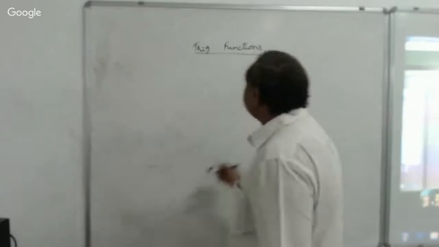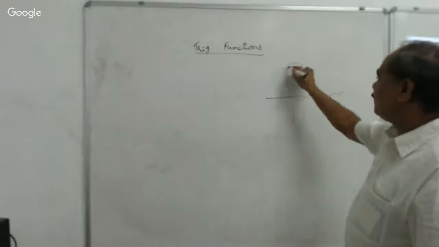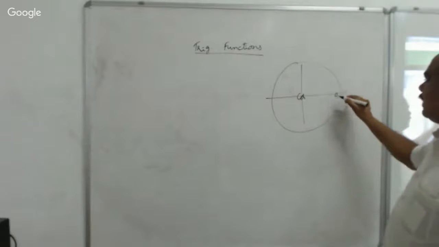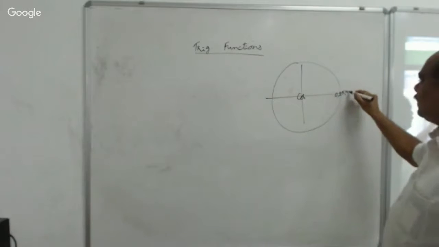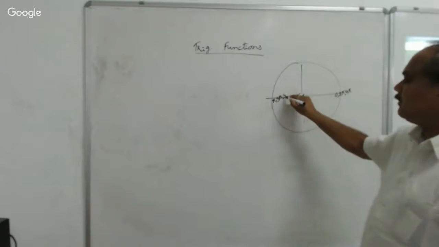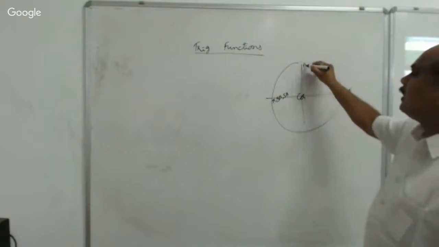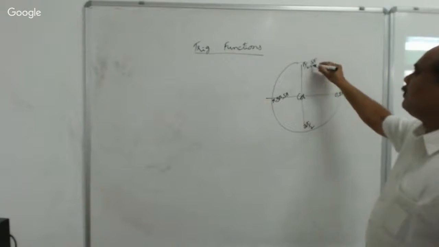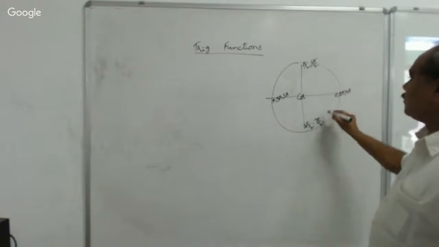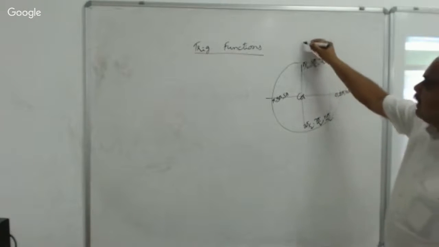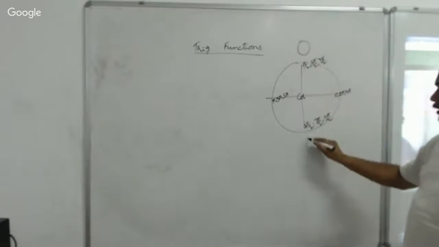For cos x, again we have a similar type of diagram. Cos 0: here we have 0, 2 pi, 4 pi like that. On the left-hand side we have pi, 3 pi, 5 pi, etc. Here we have pi by 2, here 3 pi by 2, 5 pi by 2, 7 pi by 2, 9 pi by 2, 11 pi by 2 like that. Here cos pi by 2 is 0. Here also it is 0.